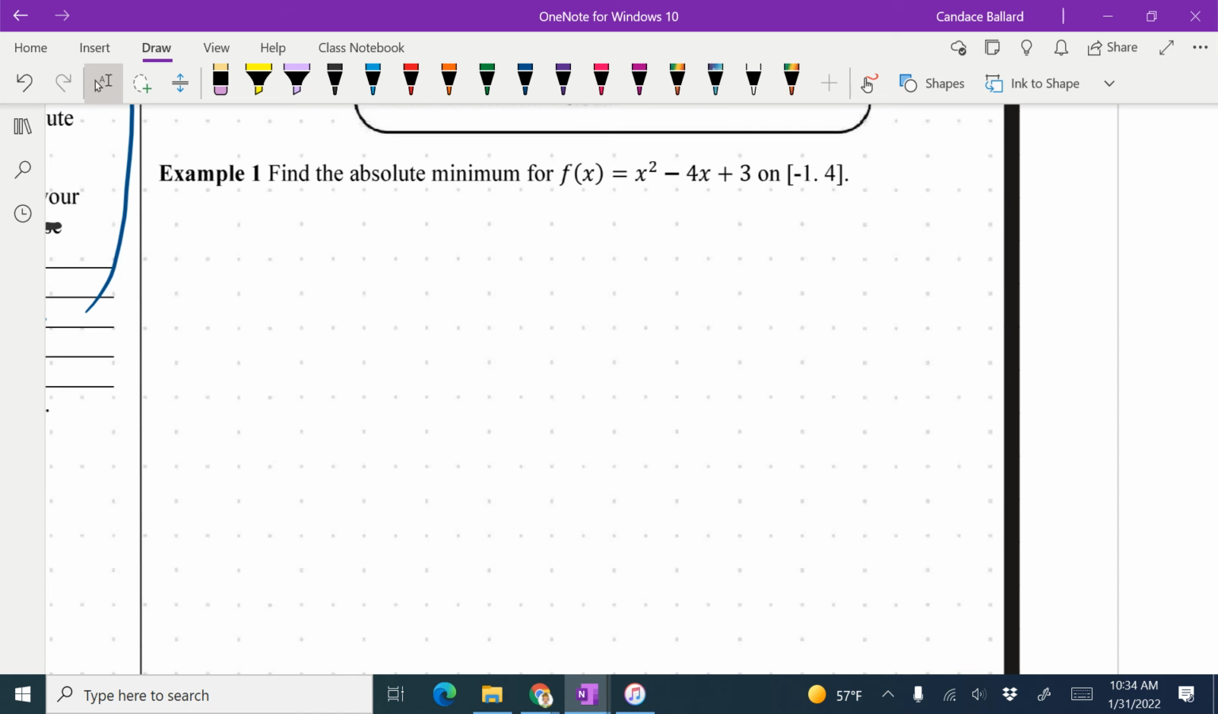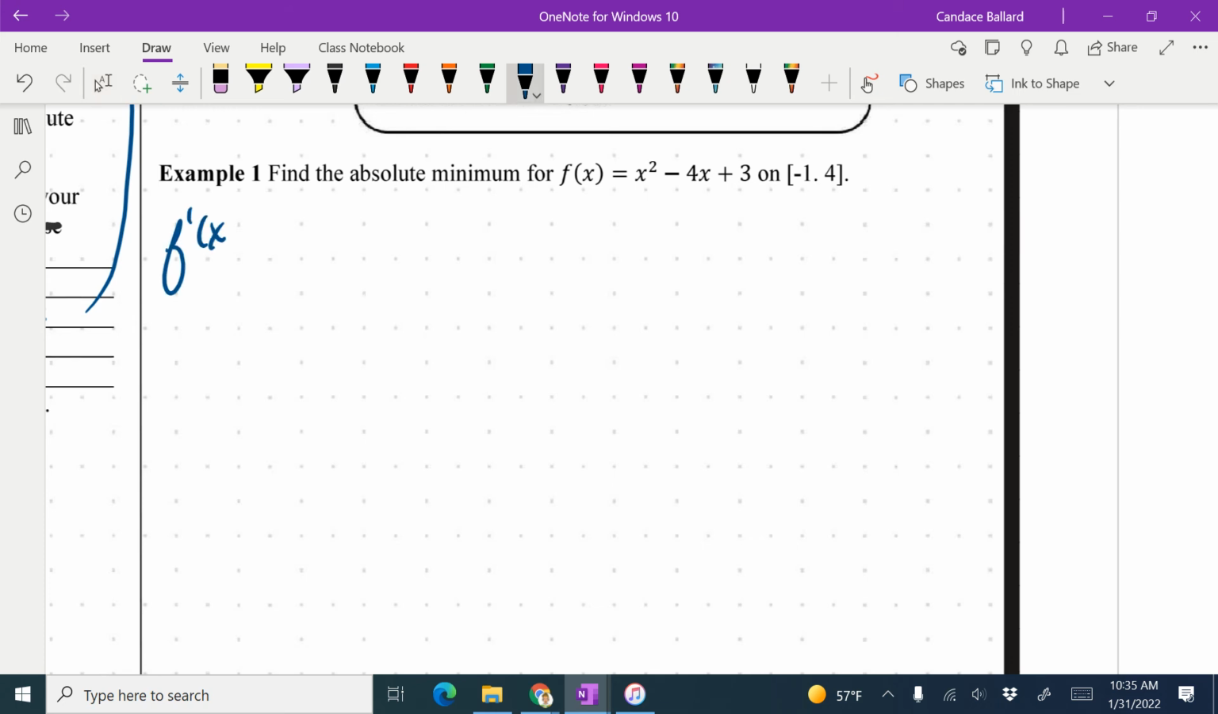So we're going to find the absolute minimum for f of x equals x squared minus 4x plus 3 on the interval from -1 to 4. So the very first thing I need to do is find critical numbers. To remember, to find critical numbers, we're going to take the derivative and set it equal to 0.